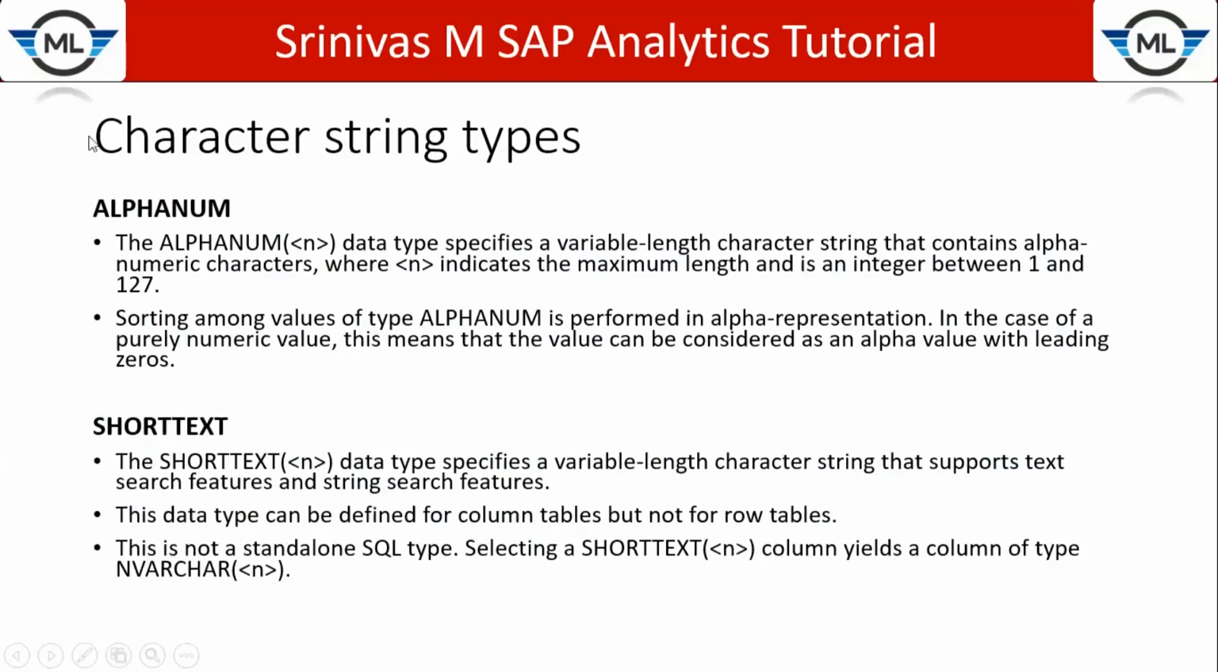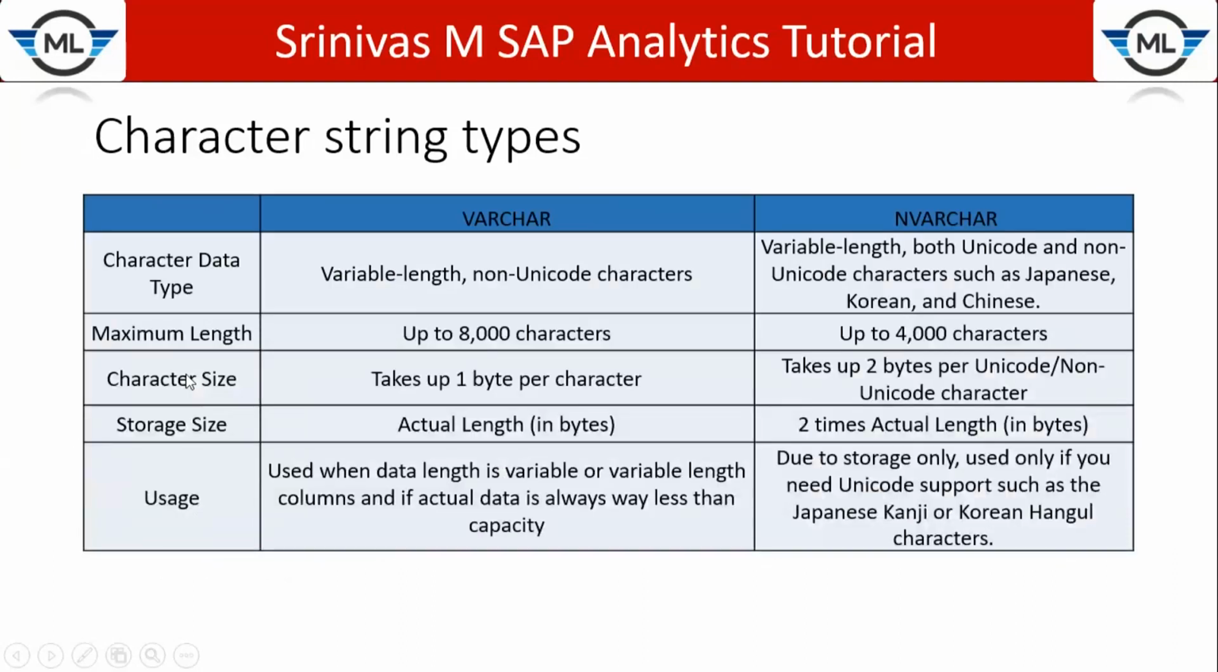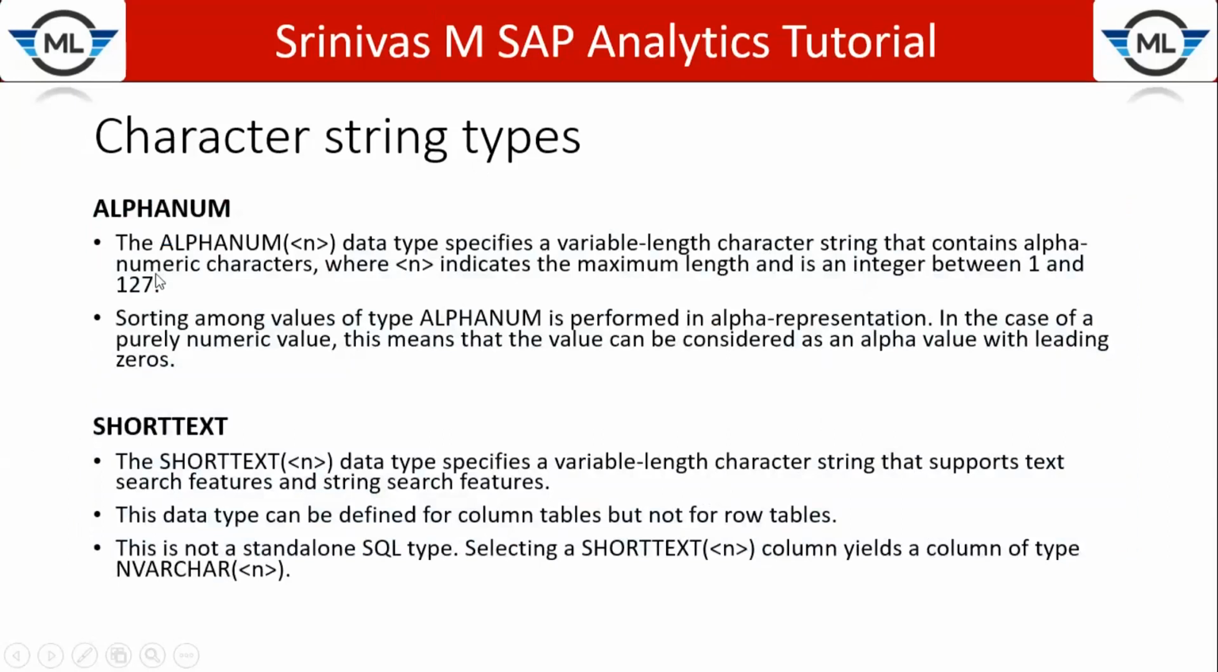I don't want to discuss much about alphanumeric and short text because in real time we mostly go between VARCHAR and NVARCHAR. Based upon our requirement, we come to alphanumeric and short text. If you have a requirement for your column that supports searching features and all, then you go for short text.